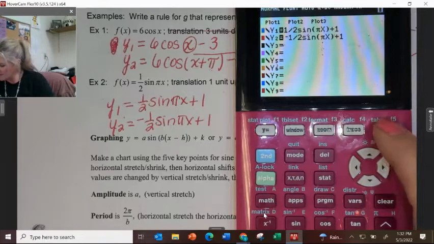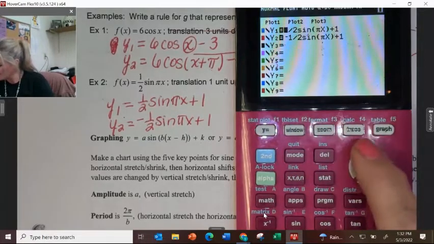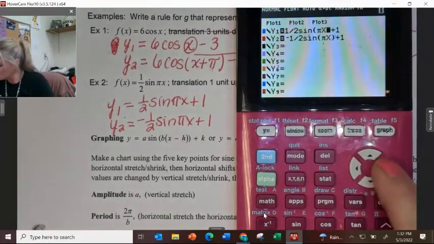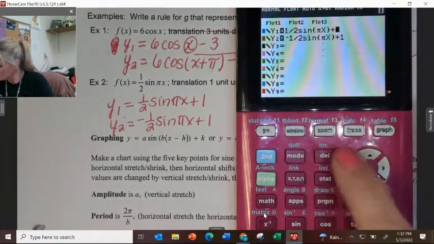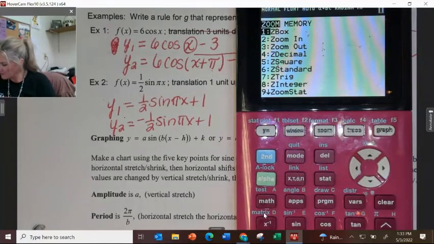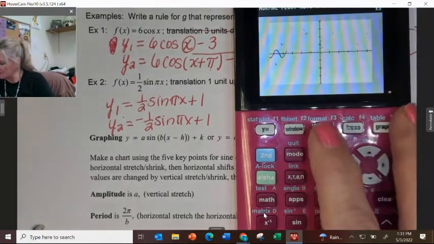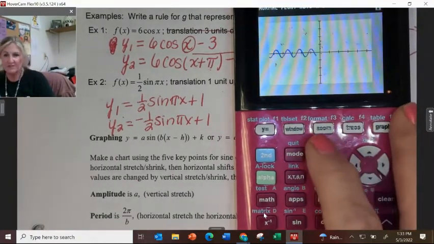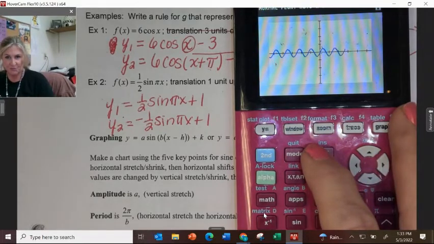Okay, so let's take a look now. Oops, sorry, that's not our original. Hold on. I'm going to do a zoom trig just to make sure my window's right. Here's the original function. And here's the new one.